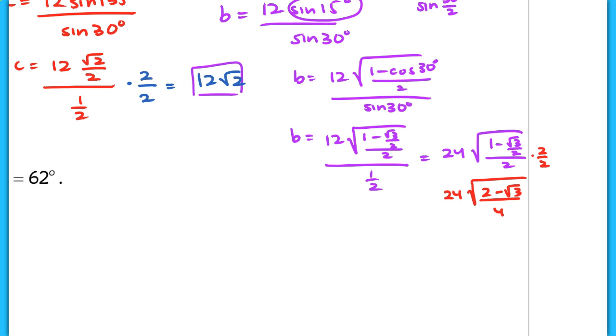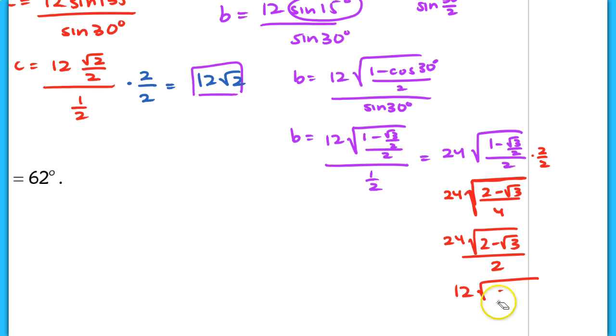And then if I want to simplify here, I have 24 times the square root of 2 minus root 3, and the square root of this all is under that radical here, and so that square root of 4 just turns into 2. Then I have 24 over 2, so okay, here we go. 12 times the square root of 2 minus root 3.